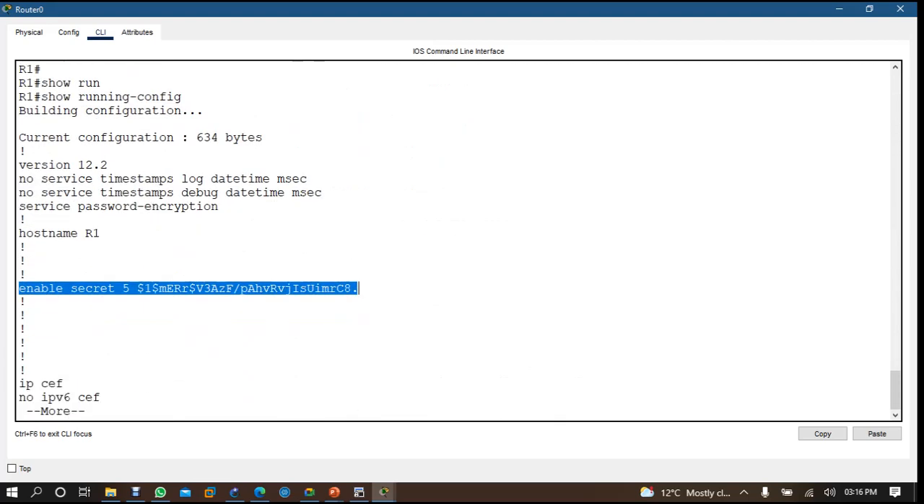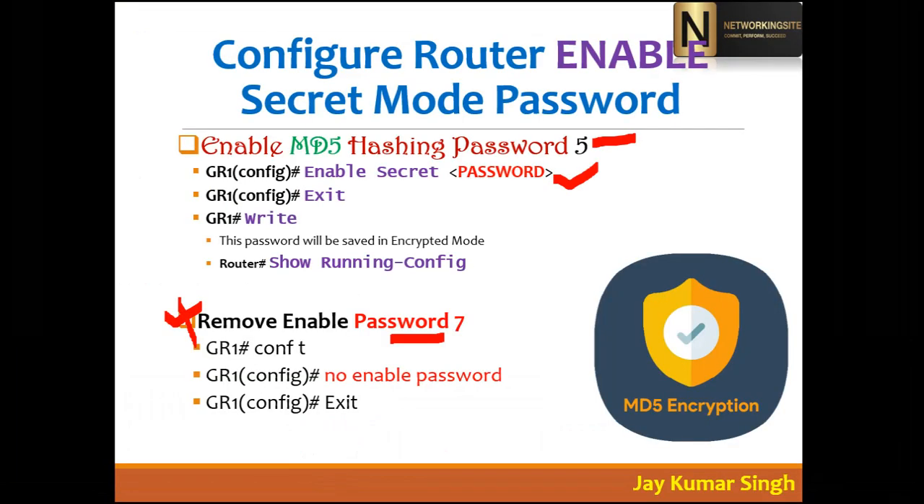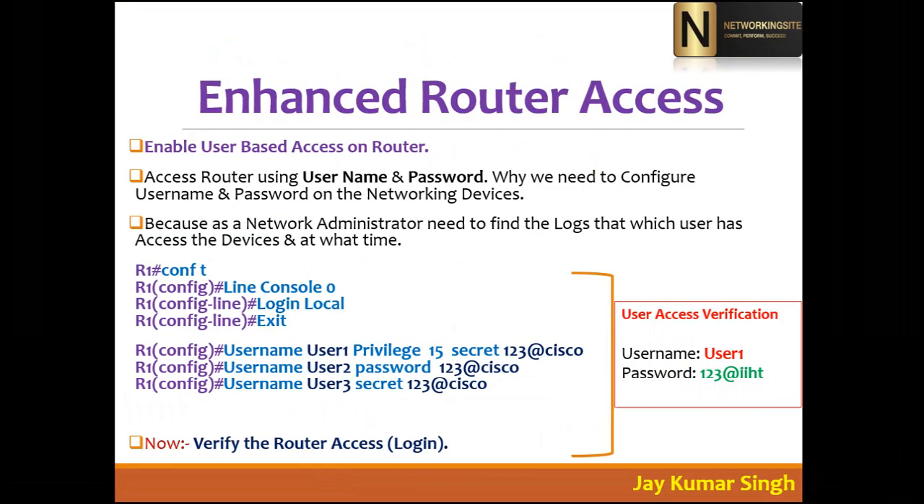Now you can see you have only secret 5. What I told you is that even if you have both listed here, 5 and 7, 5 will be more powerful than 7. So there is no need for 7, that's why you can remove it. Then we have seen how we are going to enhance router access.